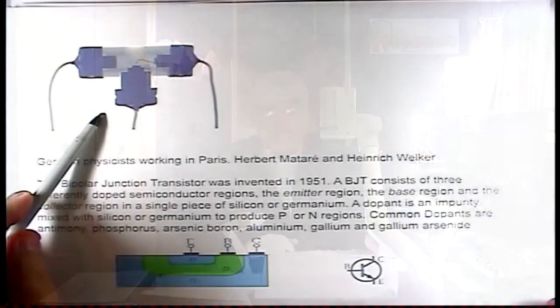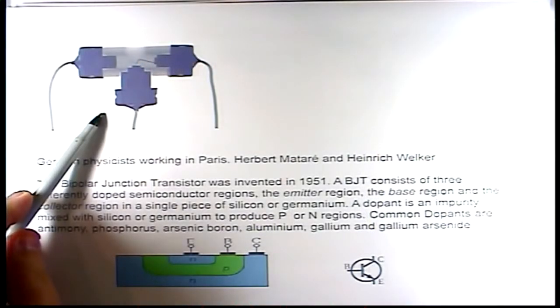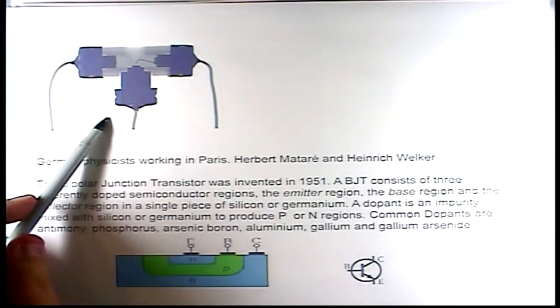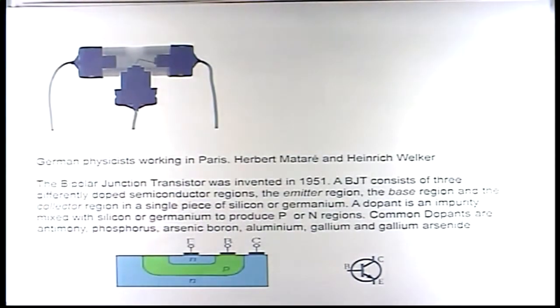They were unstable because you're dealing with actual points that were touching a material. This picture here is the French version of a point contact transistor, and it was used in the French telephone system.